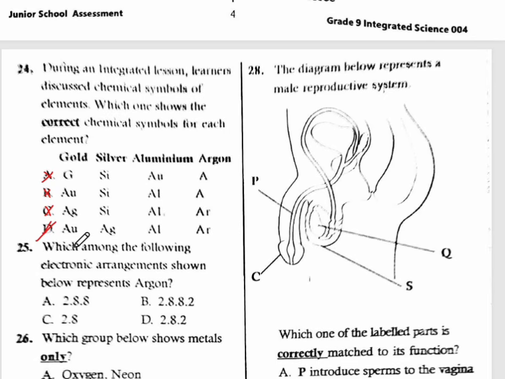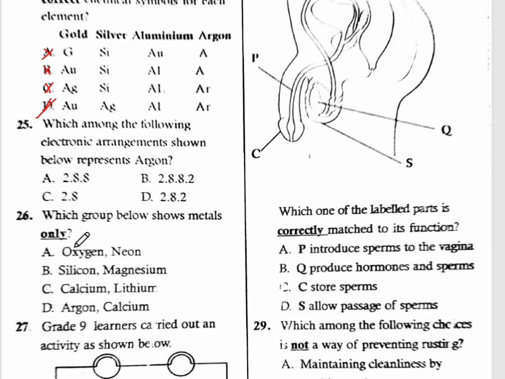Number 25. Which among the following electronic arrangements shown below represents argon? So we know that argon has an atomic number of 18. This means that it has 18 electrons. So I'm here at number 25. Argon has an atomic number of 18, meaning that it has 18 electrons.